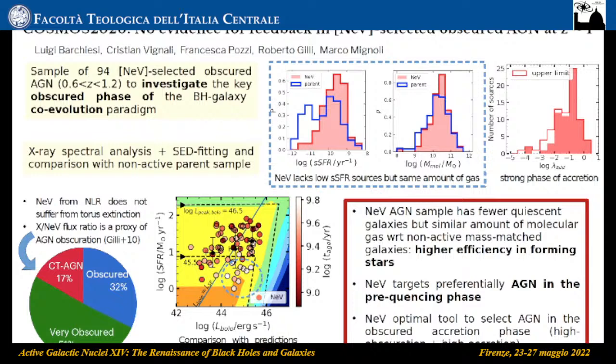The comparison with the parent sample told us that our sample seems to lack a population of low specific star formation. So there are fewer quiescent galaxies with respect to the parent sample. And finally, drawing the conclusion, we can say that NEON-5 is an excellent tool to select AGN in the obscured accretion phase, and that it seems we have a higher efficiency in forming stars with respect to non-active galaxies.